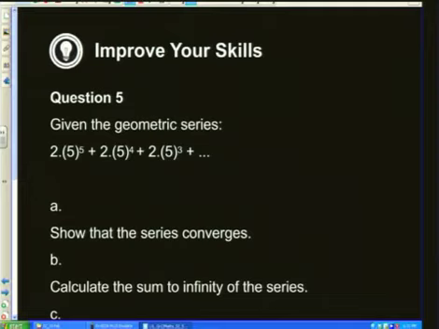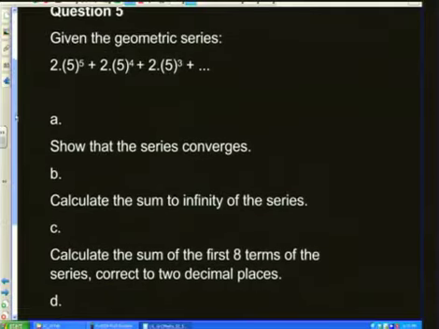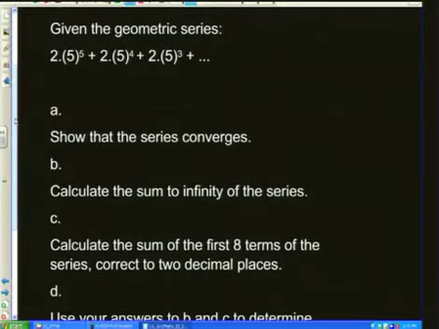Right, let's look at question 5. Now, this one says, given the geometric series 2 times 5 cubed plus 2 times 5 to the 4 plus 2 times 5 cubed, etc., show that the series converges.